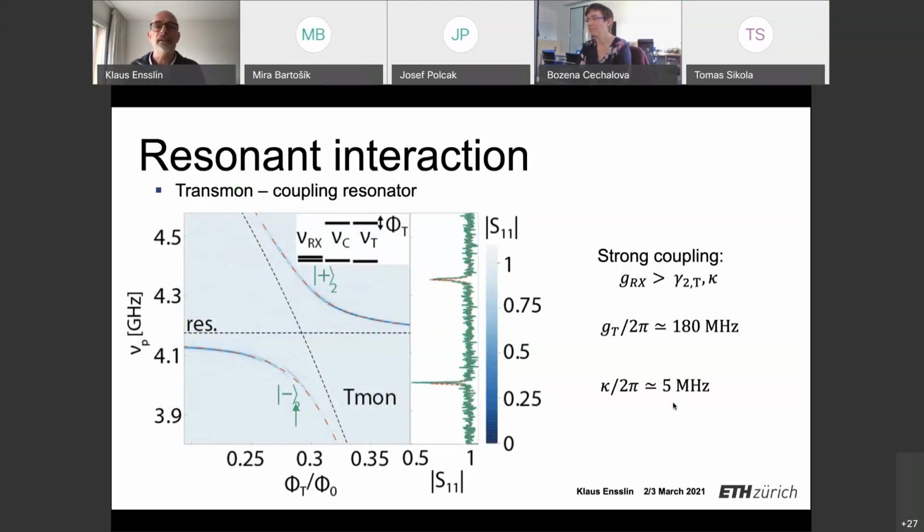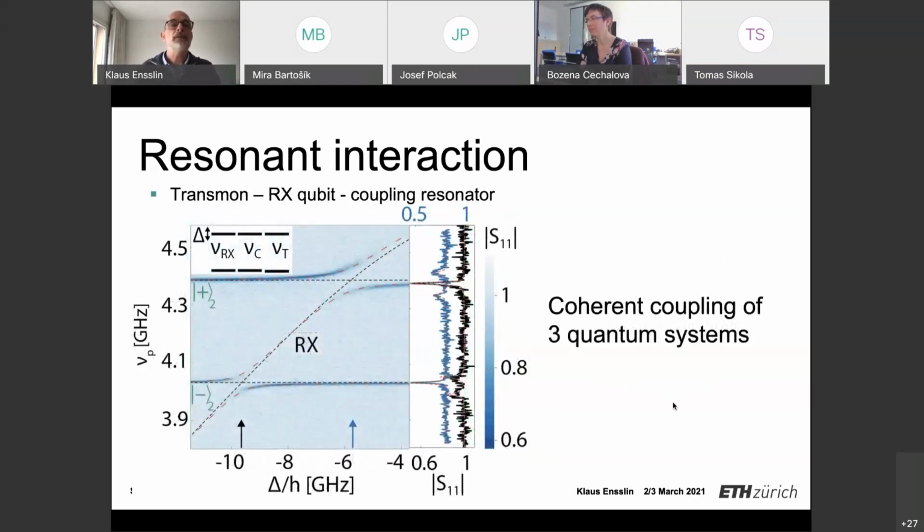to the resonator. So now what we do is we take all three quantum systems and we put them all at the same frequency so that they are in resonance. So you see here small anti-crossings and big anti-crossings. And that results from the coherent coupling of all three quantum systems. So you can imagine that's quite a tour de force to get all of them fabricated so that they work.